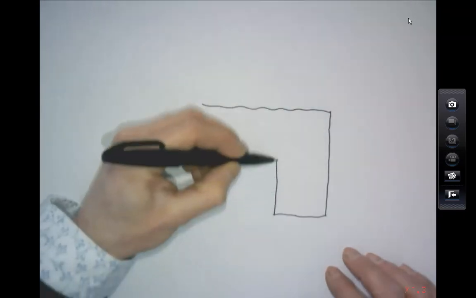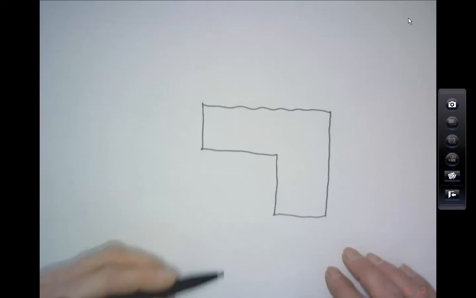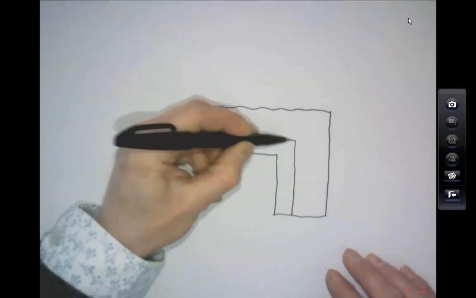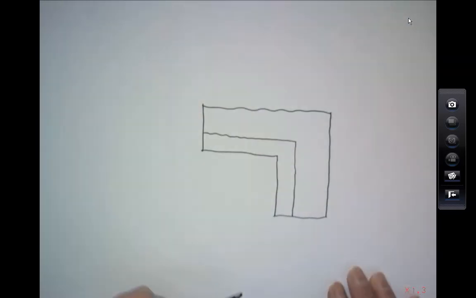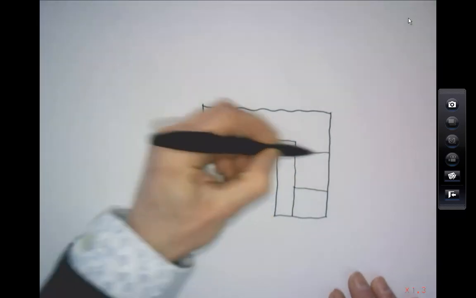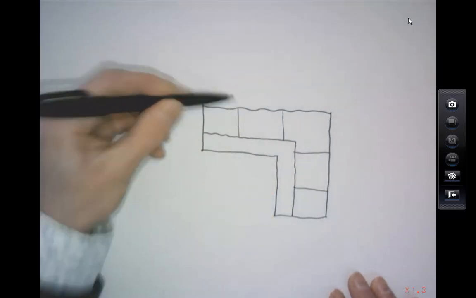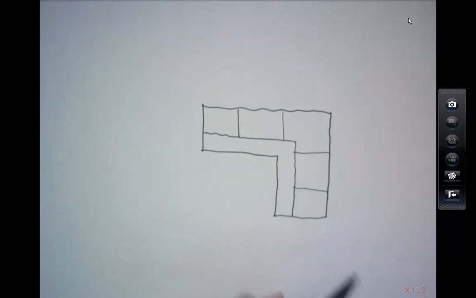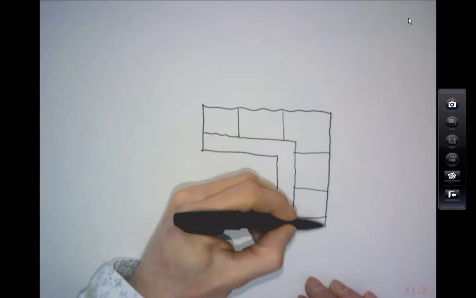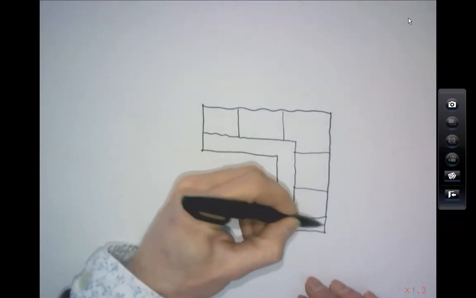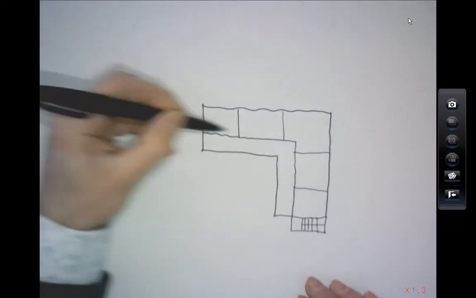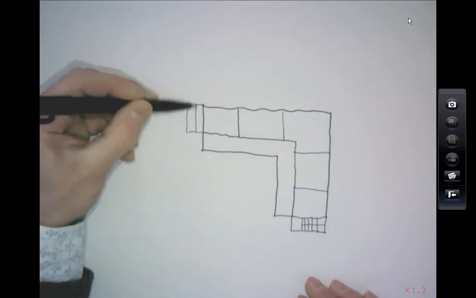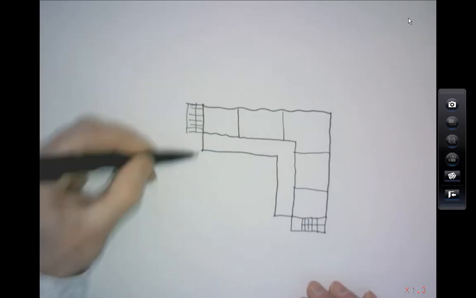So I'm just going to make up a building now. Here's a building. Here's a corridor. And let's say this is offices in here. So, generally, the best thing to do is put those stairs as far apart as you can. So I'm going to put a stair here. And I'm going to put a stair here. Like that.